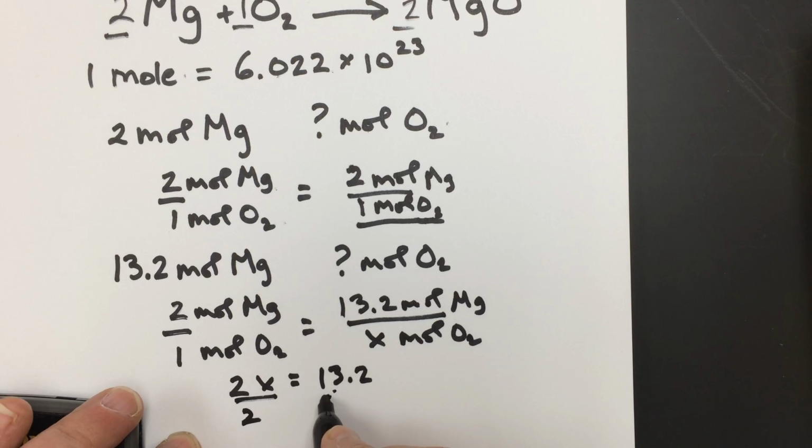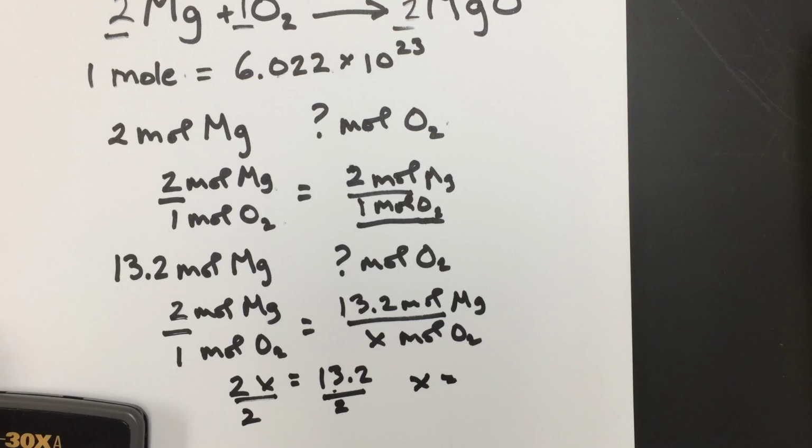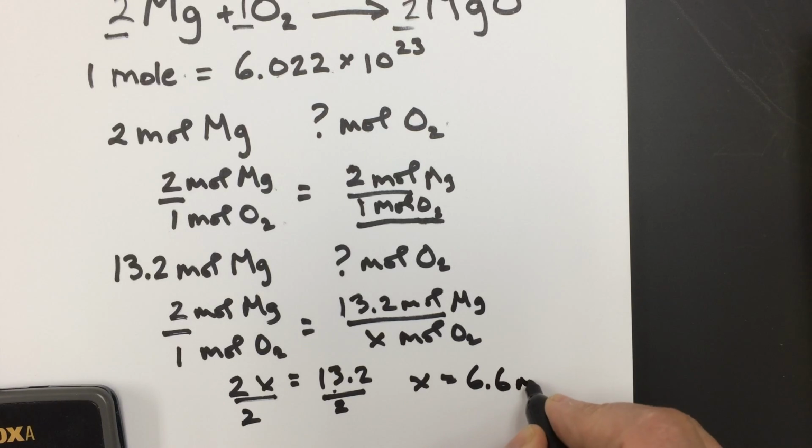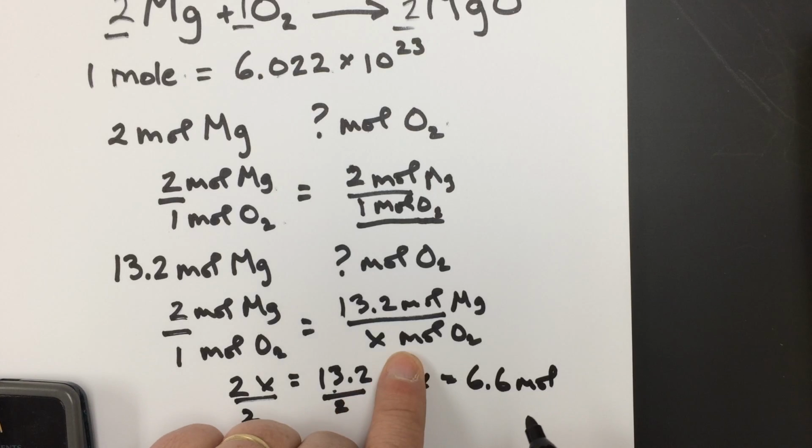And now I'm going to divide by 2, and I'm going to see that X is going to be 13.2 divided by 2, 6.6 moles. Now what was I looking for?